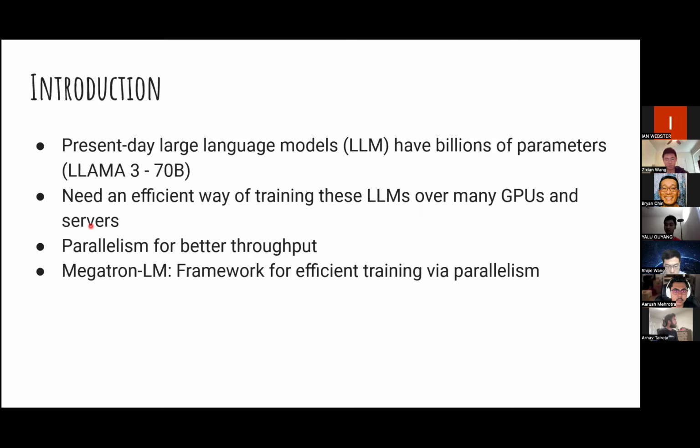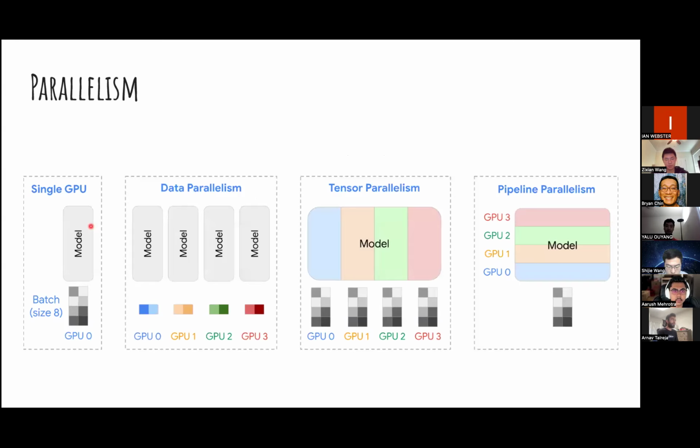It is a framework that utilizes various parallelism to ensure that large-scale model training is as efficient as it can be. Regarding parallelism, we'll be discussing three different types: data parallelism, tensor parallelism, and pipeline parallelism.